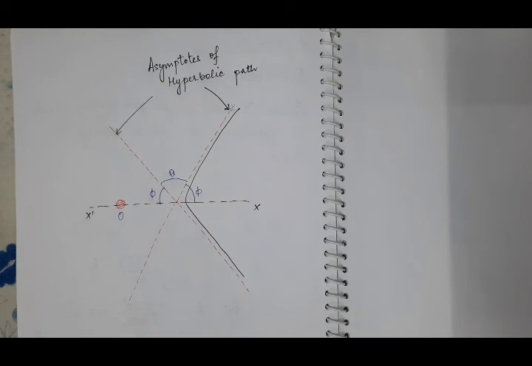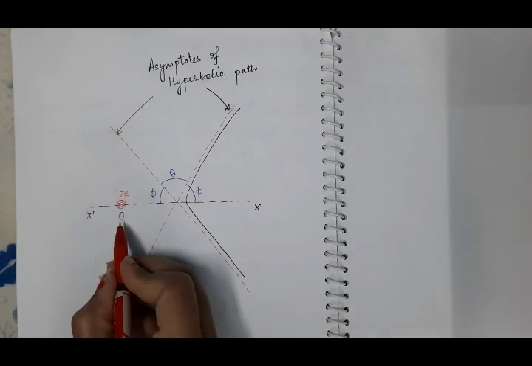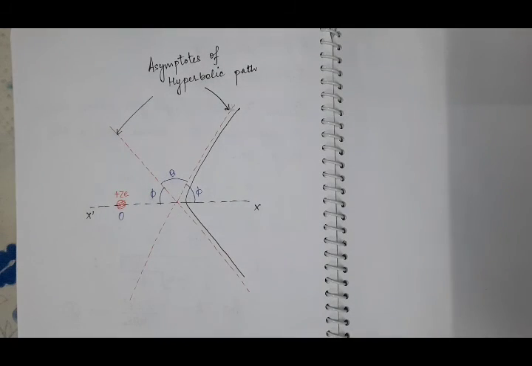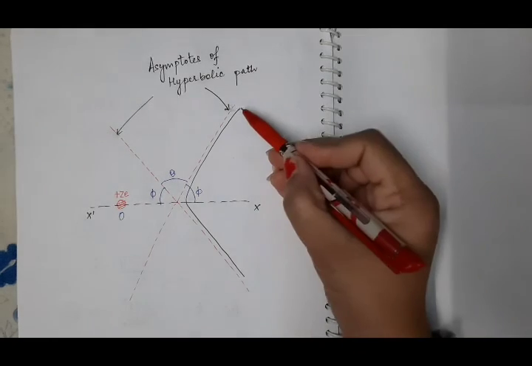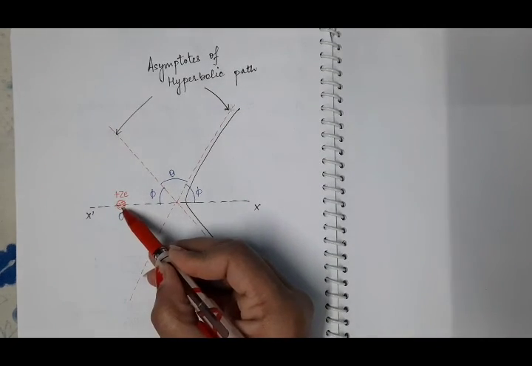Now consider the coordinate system where the positively charged nucleus having charge plus Ze is placed at the origin of the coordinate system. And this is the positively charged particle which is approaching this nucleus from infinity.